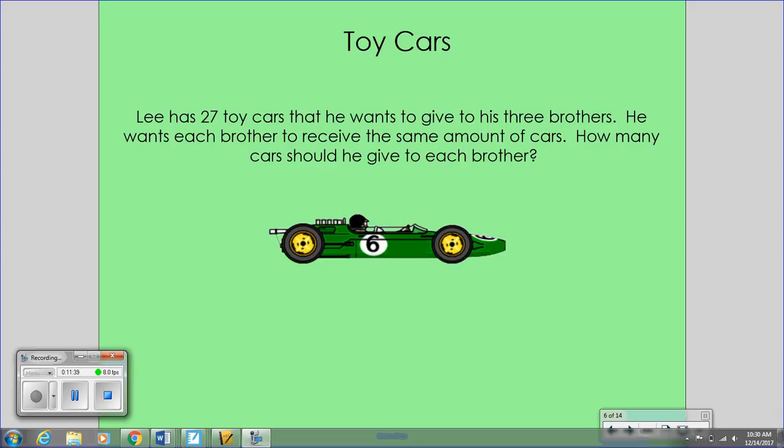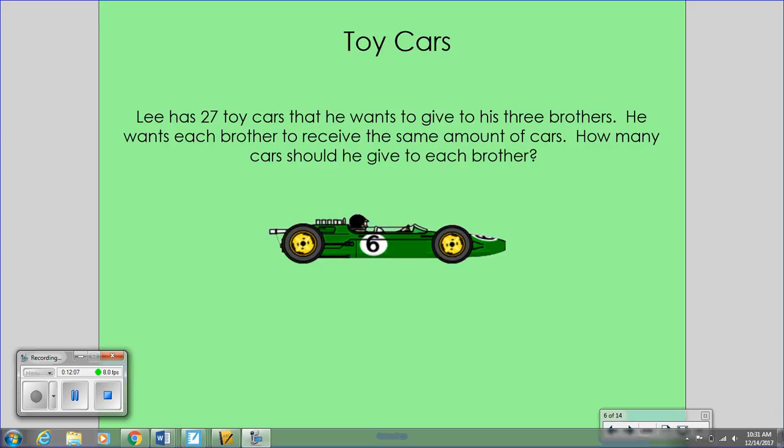Alright, so Lee has 27 cars. He wants to give some cars to each of his brothers. He wants to be fair. He doesn't want one brother getting 26 and one brother getting 1. Be fair. It's all about being fair. Okay? What's going to be my answer sentence? Brian, I hope that's what you're writing, but I have a feeling it's not.